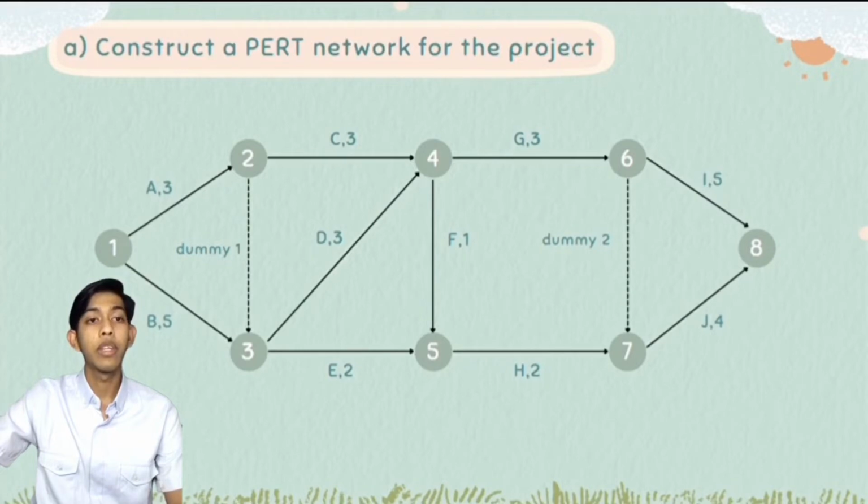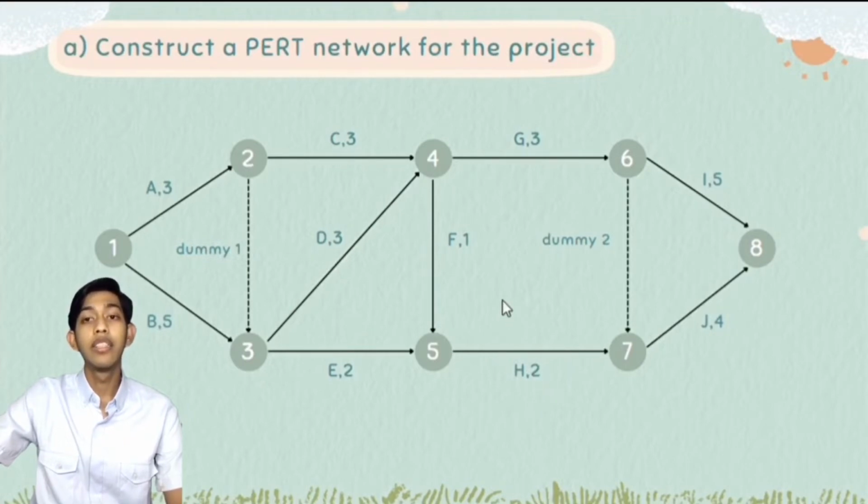Next is E and F to H. Right here, previously we already drew this line and also this line. So next we make node number 5 right here. This node is for E and F. So E and F to H: we draw a straight line from node number 5, and it will become activity H, 2 weeks.